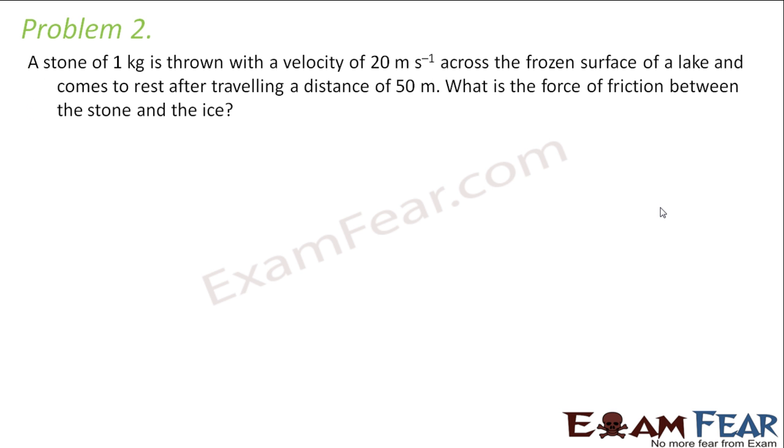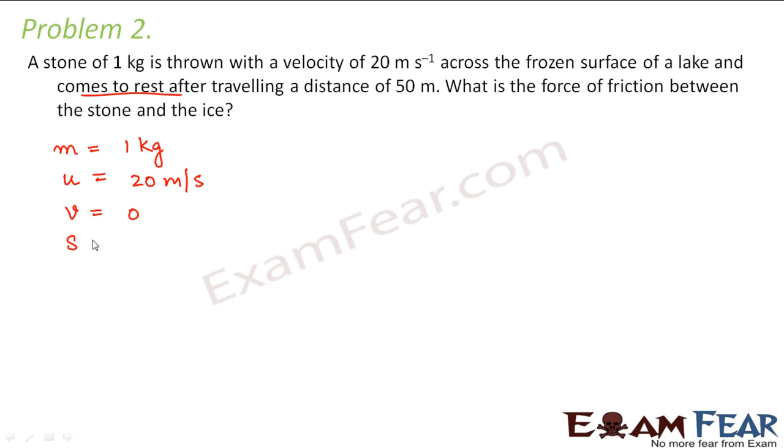Let's look at problem 2. It says a stone of 1 kg is thrown with a velocity of 20 meters per second across the frozen surface of a lake and comes to rest after traveling a distance of 50 meters. So what are the values that are given here? Mass of the stone is given. It was thrown with a velocity, that means the initial velocity was 20 meters per second and later it comes to rest, that means final velocity is 0. After traveling a distance of 50 meters, so S is equal to 50 meters.